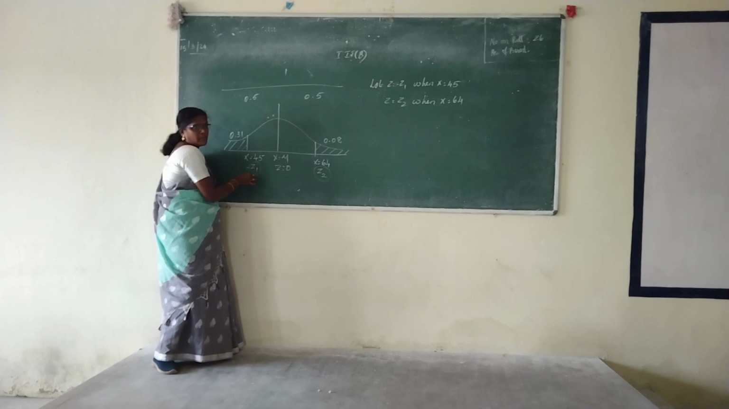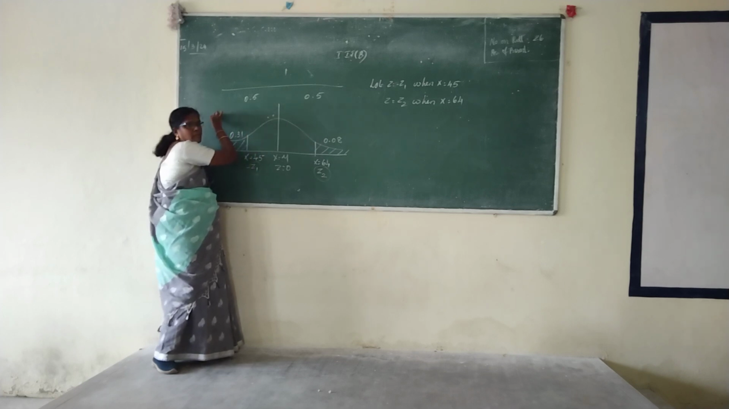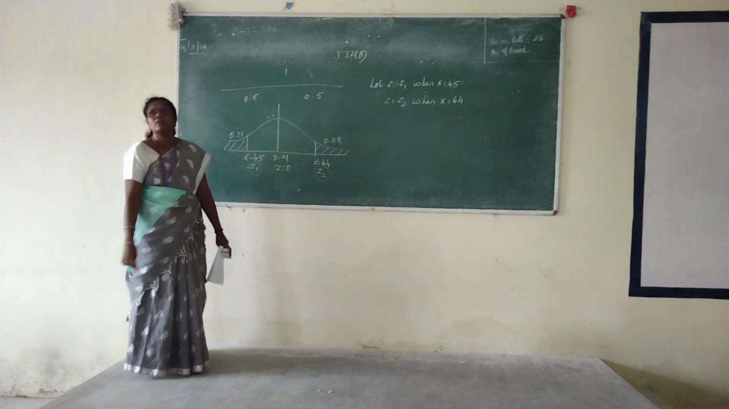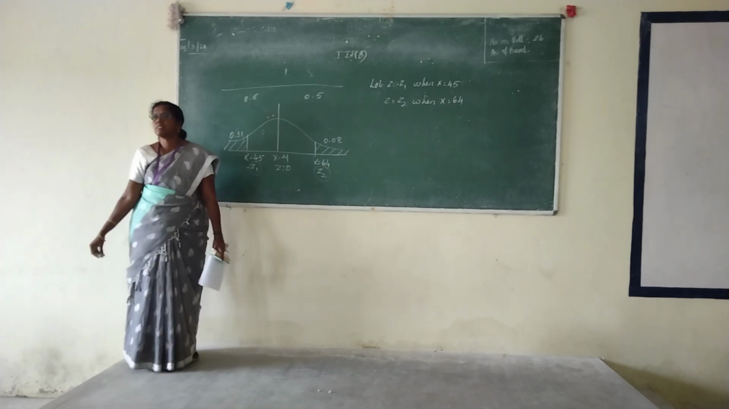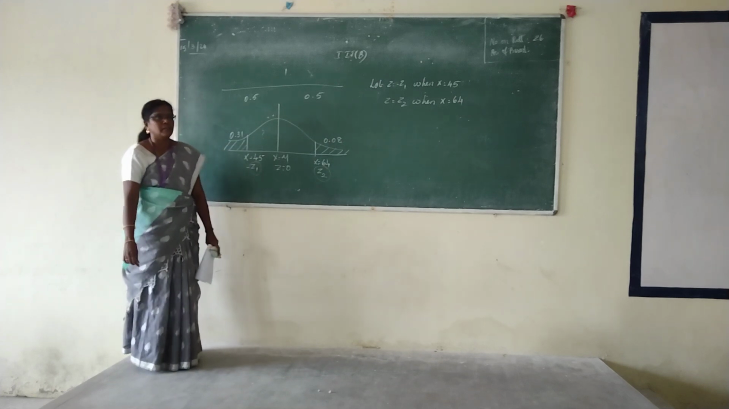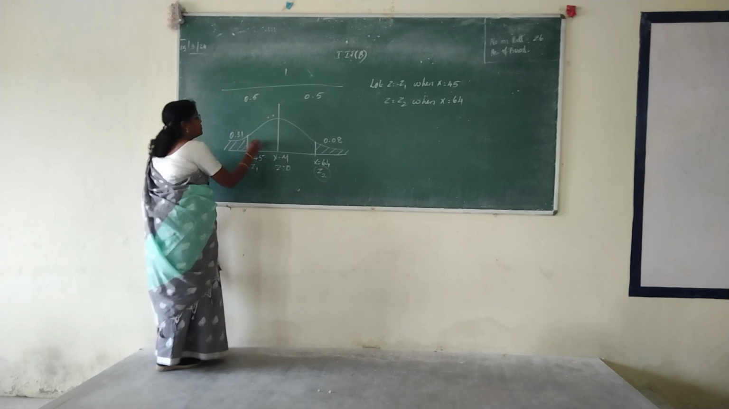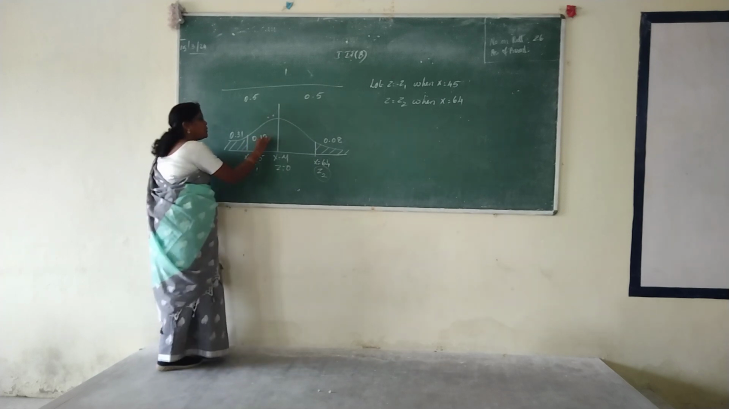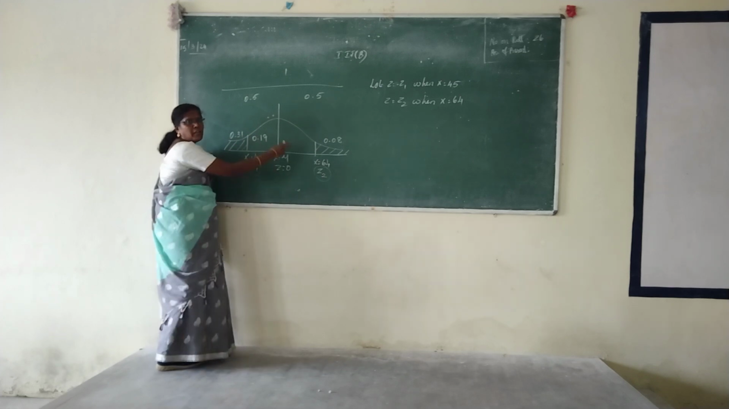Logical thinking. What is the left hand side area? 0.5. This one is 0.31. So what will be this remaining area? 0.5 minus 0.31. What is the answer? 0.19. Just subtract.